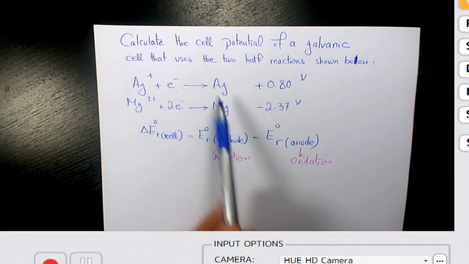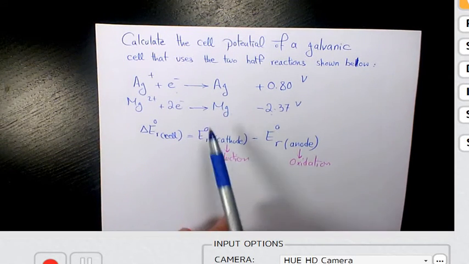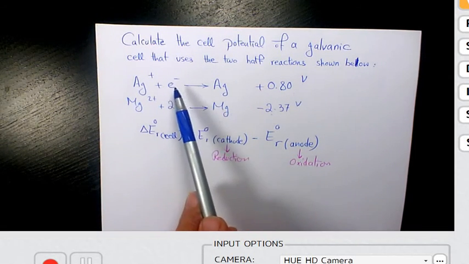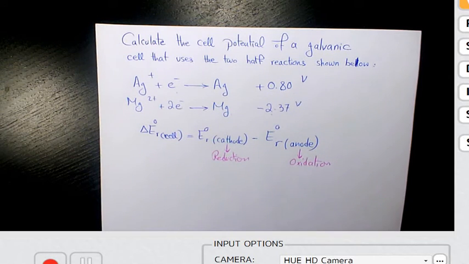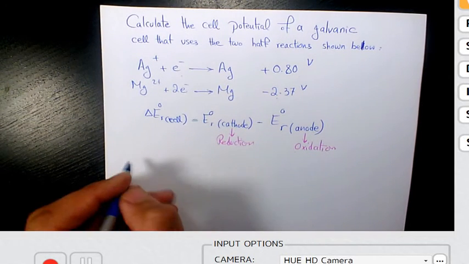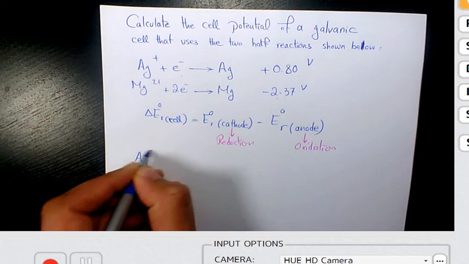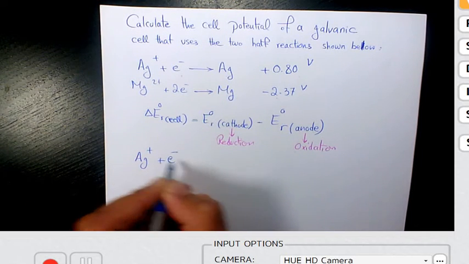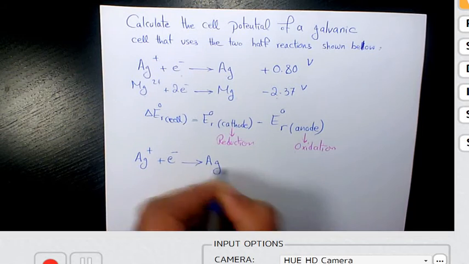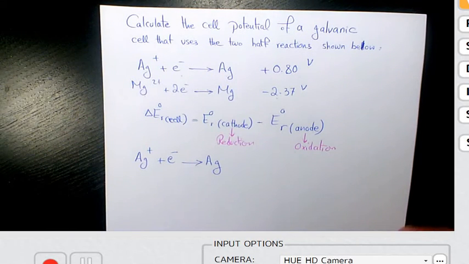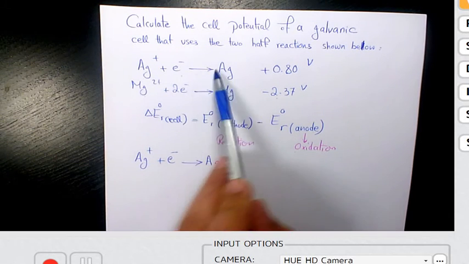So here in these two reactions, we need to rearrange it in such a way that we have these two electrons on two opposite sides. So I'm going to write Ag+ equals to Ag. So I don't touch the first reaction. Why I don't touch it? Because, as I said, in the first reaction we have reduction. Reduction means absorbing or gaining electron, which makes sense here.